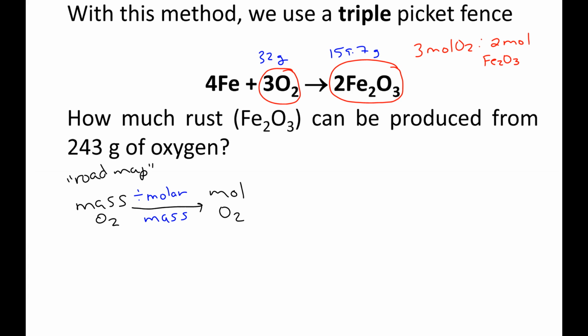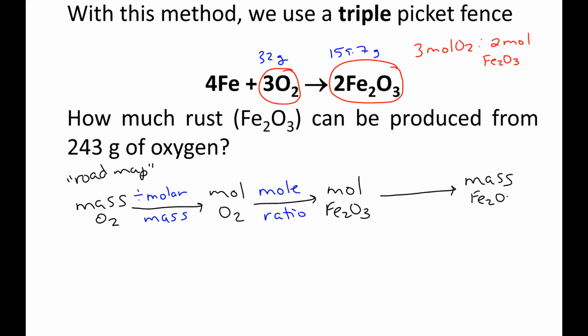Okay, so now that we have moles of oxygen, we've got to go to moles of Fe2O3. And of course, to do that, this is where we use the mole ratio. And then going from moles of Fe2O3 to mass of Fe2O3. This time, if you look at the mole bridge, going from mole to mass, we multiply by molar mass.